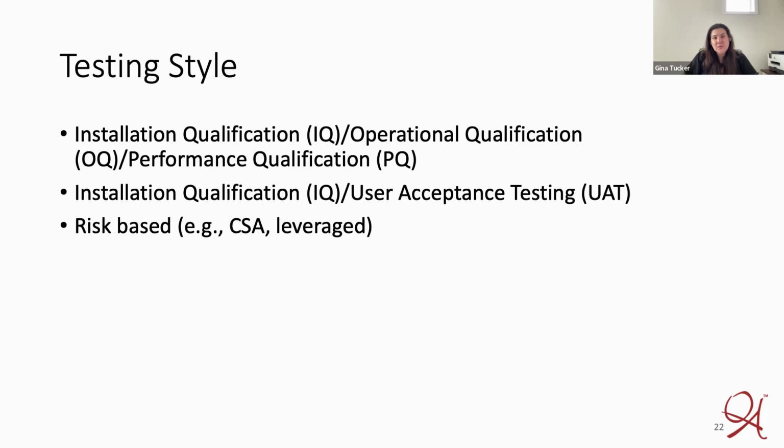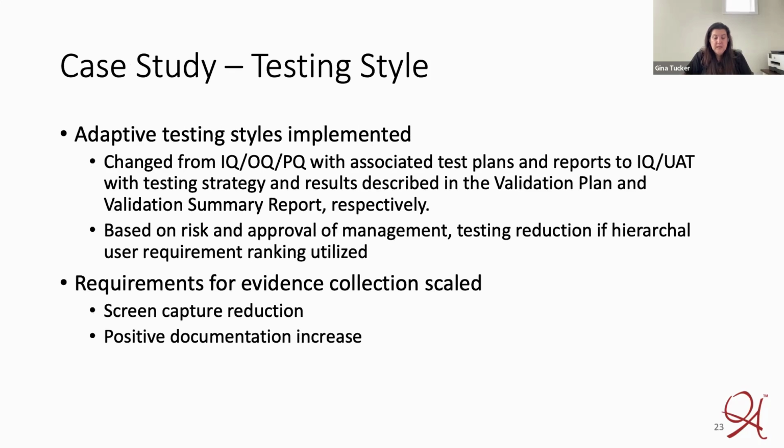Your testing style or format can be straightforward or based on risk. You may elect to use an IQ, OQ, or PQ approach, or IQ and UAT, or you can utilize risk to create a bespoke testing strategy and evidence that is scaled to meet the needs of your organization. In the case of our laboratory, when the MVP was implemented, one of the first systems to be validated utilized an adaptive testing style.